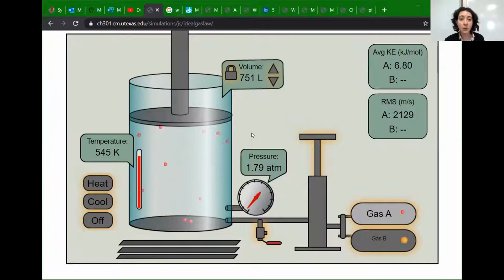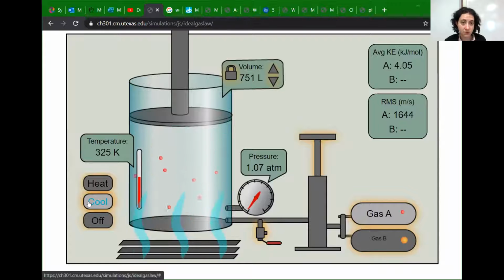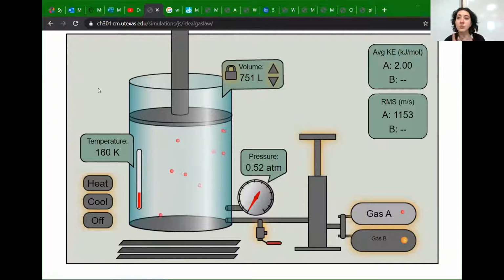Let's see what happens when we lower the temperature, when we cool it off. So we'll cool it a little more. If we cool it here, we can see that the molecules are moving more slowly. The kinetic energy has decreased, the speed of the molecules has decreased, and the pressure has also decreased quite a lot. So those are some notes. That's how we would answer number 1.